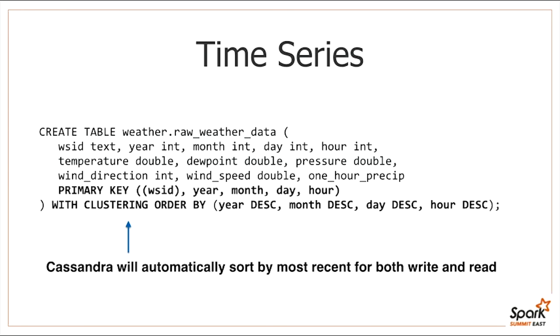So there are little things that you can do in your design working with Spark and Cassandra that can really take advantage of how they can work together. So here Cassandra is automatically sorting by most recent because of how we structured our clustering order by.